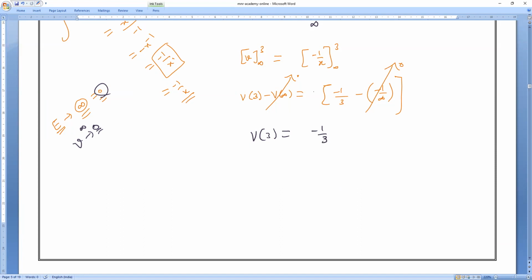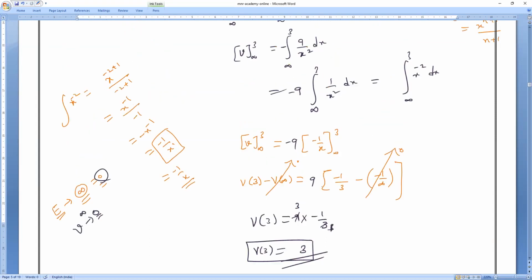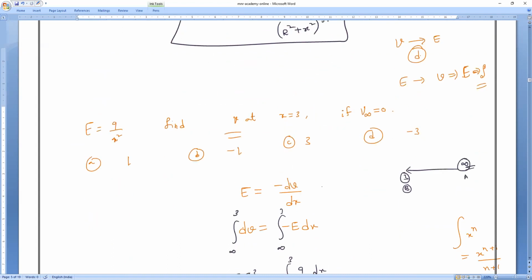Oh, before that, the 9 is there, I forgot it. So minus 9. So into minus 9: 3 ones are 3, 3 threes are 9. So minus into minus is plus. So what is the answer? V of 3 is equal to 3. That is the answer. So once again, observe and solve it.